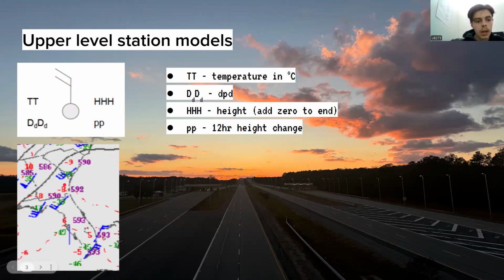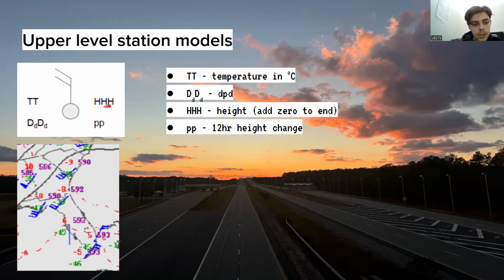The TT on the upper left is temperature in degrees Celsius. When we're looking at the surface station models, which we'll look at at the end of this video, it's in degrees Fahrenheit, so that's something important to note. The DDDD is dew point depression. If you remember what dew point depression is, it's the degrees difference between the dew point and the actual temperature. And if that is zero, then saturation is occurring.